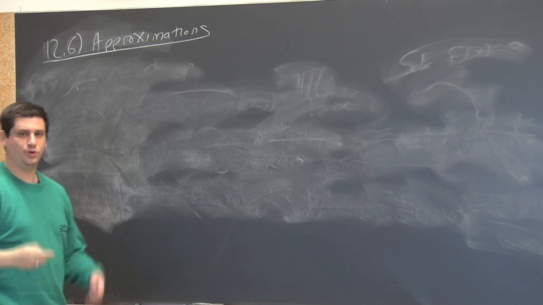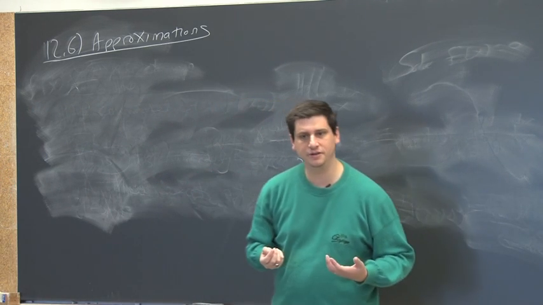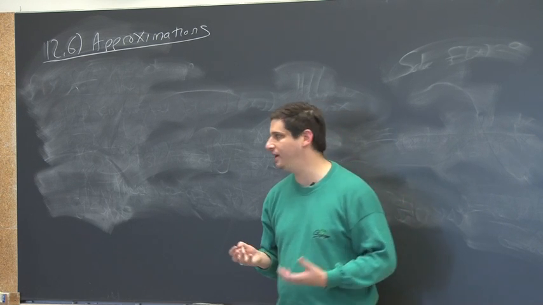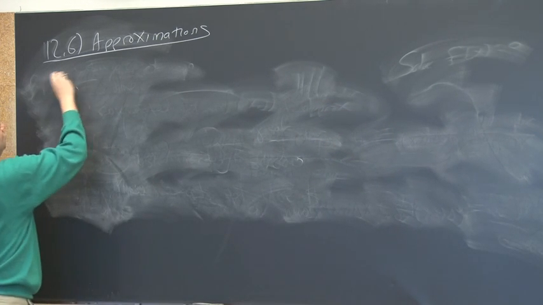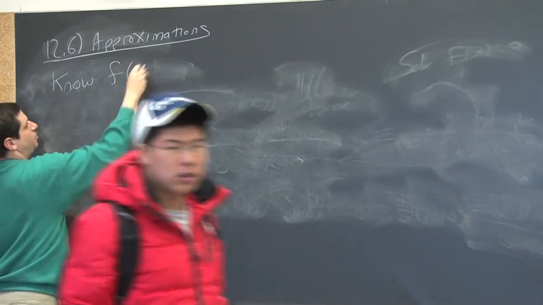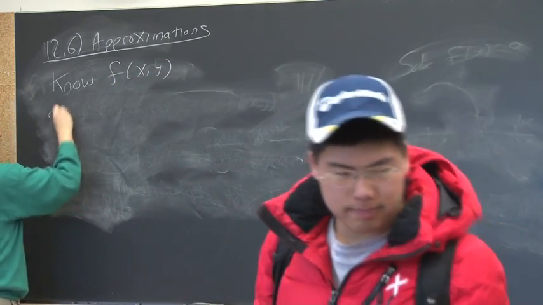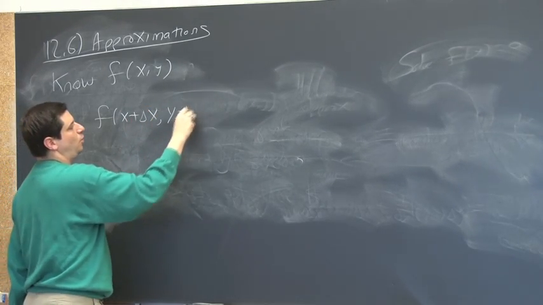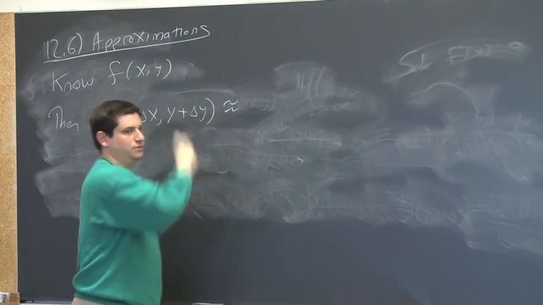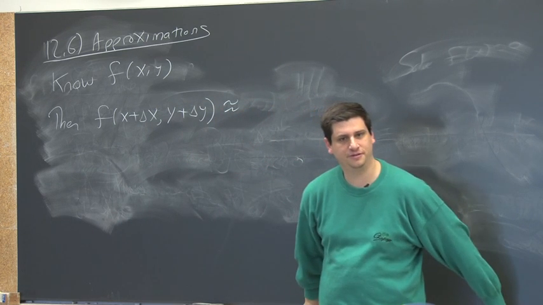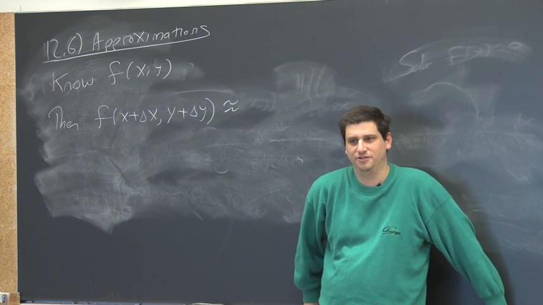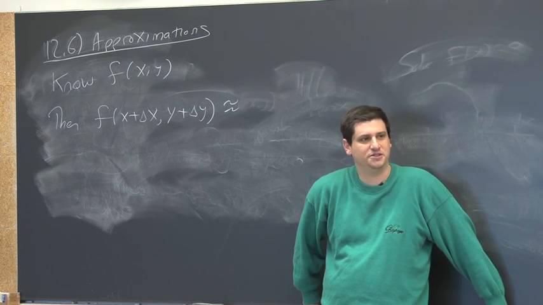And the goal is we want to approximate a function where we know things going on at one point. We want to approximate what's happening nearby. So imagine we know the value of a function at the point x, y. Then if we had to guess a value for f of x plus delta x, y plus delta y, what is your best guess? I refuse to give you more information. That's it. What's your best guess? Yes? F of x, y.